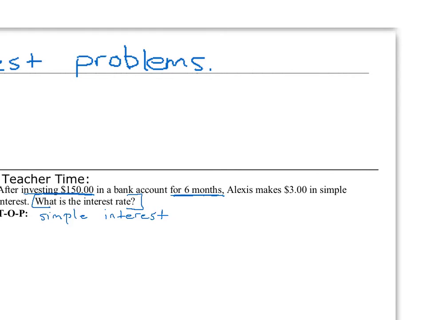So we need to have some quick conversions. These are the ones you have to memorize. 3 months is equal to 0.25 years. 6 months is equal to 0.5 years. And 9 months is equal to 0.75 years.